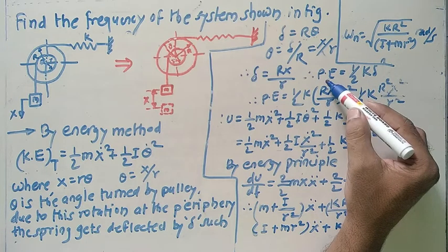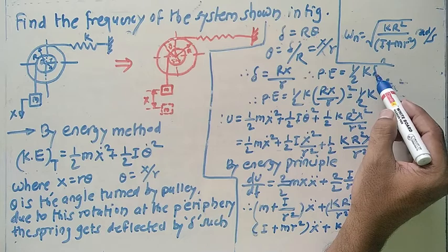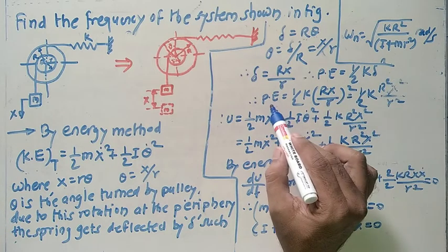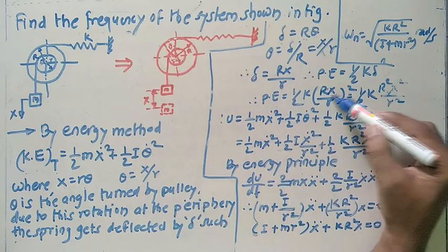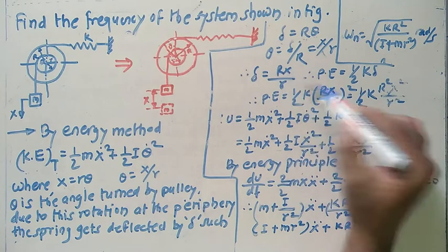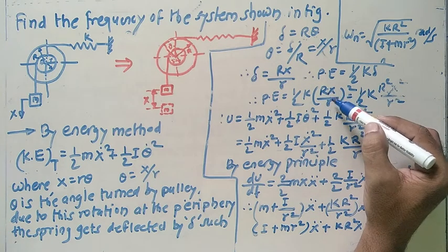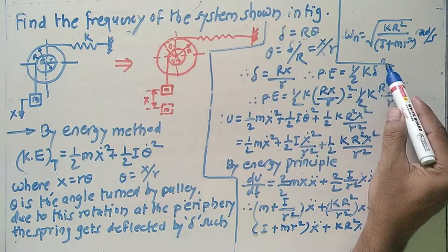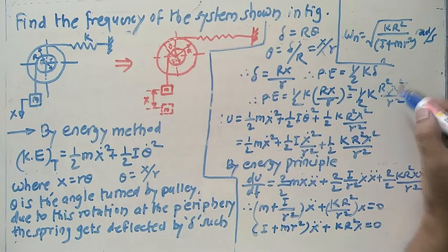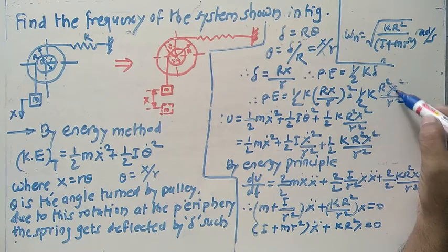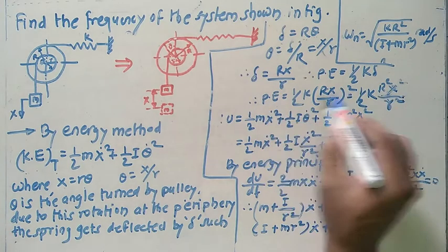So what about the potential energy? By considering this displacement delta, we can get 1 half k into delta square. So 1 half k, k will remain as it is. You have to replace this delta term by capital R into x divided by r. So capital R divided by r into x, whole bracket square will come here, because we have delta square right now. Squaring this, R square x square and r square, get the next step. For the potential energy you can get this relation.